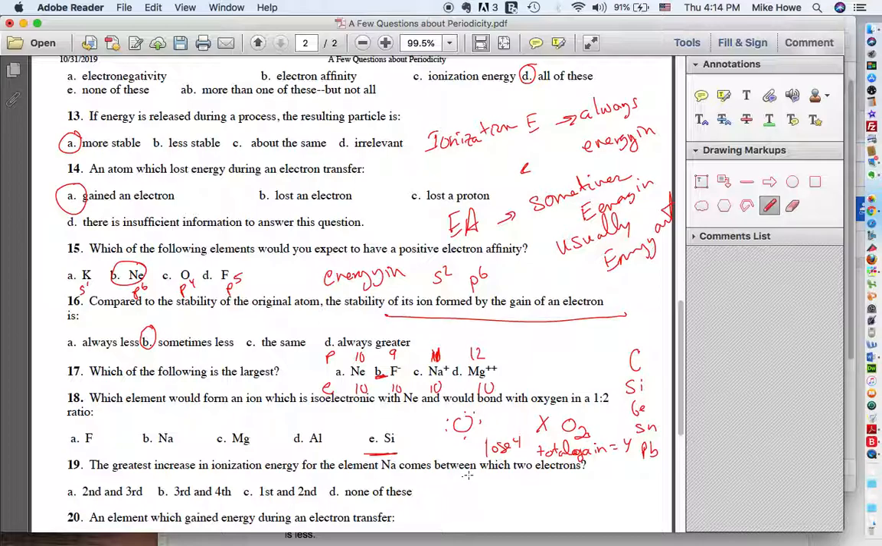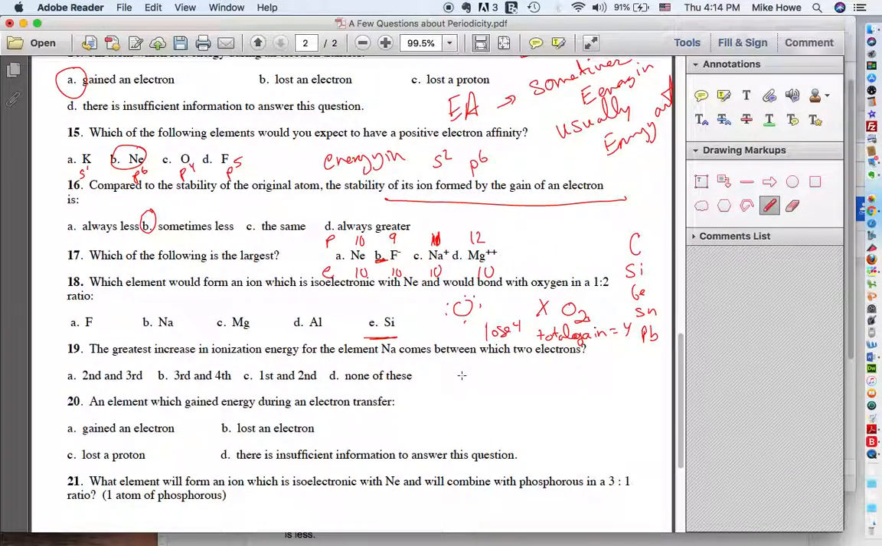Okay, number 19. Sodium's electron configuration looks like this: 1s2, 2s2, 2p6, 3s1. Notice that there's only 1 in the outer shell. So that 1 electron will be lost fairly easily, but the next electron has to come from the second energy level. So it'll be a lot more difficult to remove an electron from down here. You'd expect a big increase between the first and second.